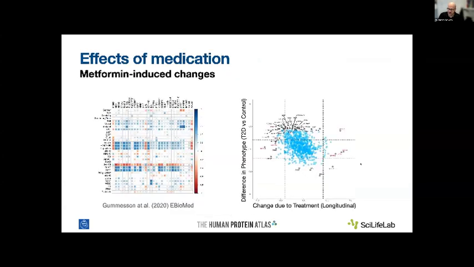On the right-hand side, you can see the phenotype differences of the individuals that we are measuring. And on the x-axis, you see the actual change longitudinally in terms of the effect of the drug on these individuals. And here, for instance, GDF15 is a well-known biomarker for metformin use. Very nicely confirms that this has a very strong impact on the individuality, but also on longitudinal behavior.